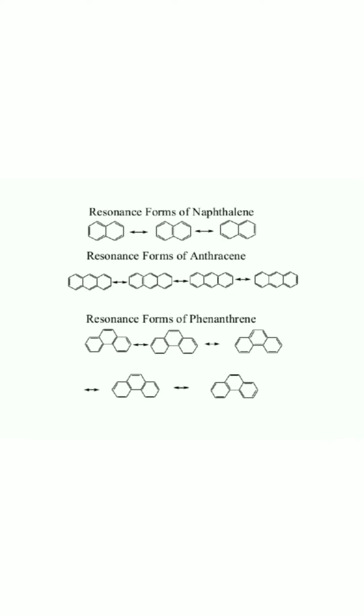First consider naphthalene. There are two benzene rings, so n equals 2, and that is why it has 3 resonating structures. Now we see anthracene. Three benzene rings are fused together, so n equals 3, and we have n plus 1, that is, 4 resonance structures. Now we see phenanthrene. Since it is angular, it doesn't follow the rule. It has 5 resonating structures.